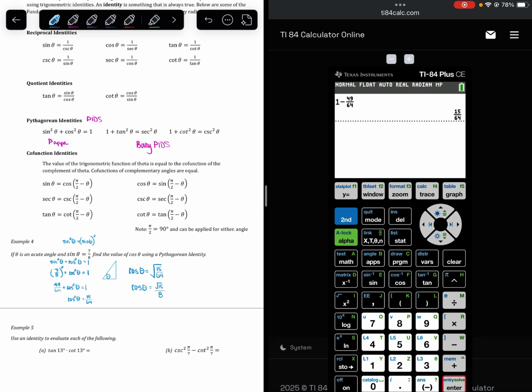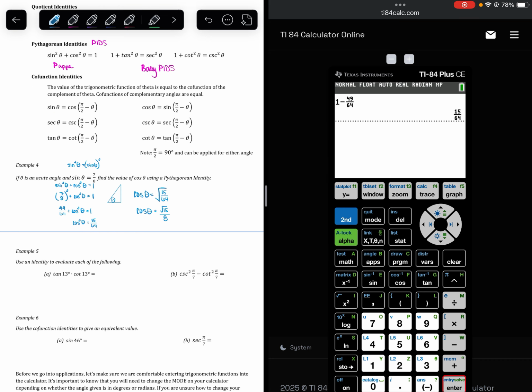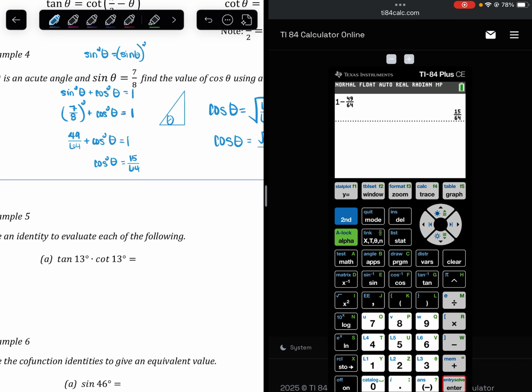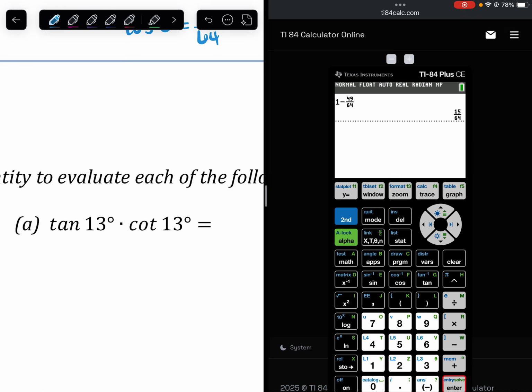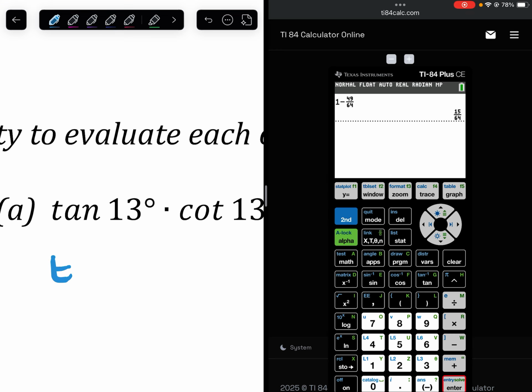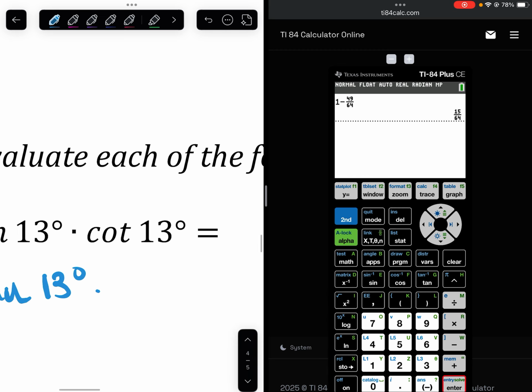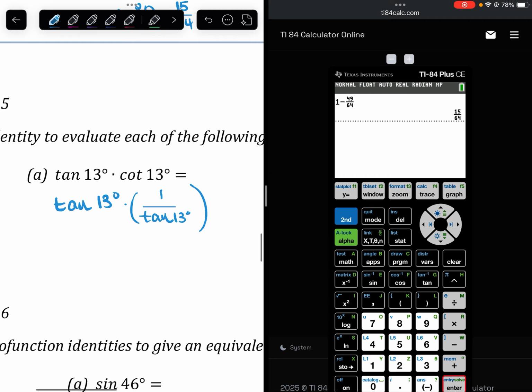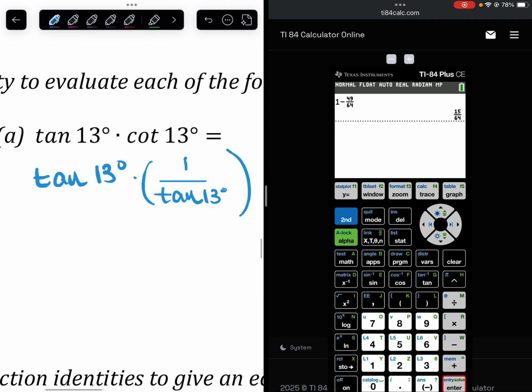Example 5. Use an identity to determine the following. Right? So notice it says an identity. It might mean there is more than one way to do it. So it's going to depend on how you see this. So if I'm looking at this tangent of 13 degrees times cotangent of 13 degrees, I would use a reciprocal identity here. So I know that cotangent of 13 degrees using a reciprocal identity is 1 over tangent of 13. Well, tangent times 1 over tangent, those tangents would divide out. That's 1. So the answer is 1.